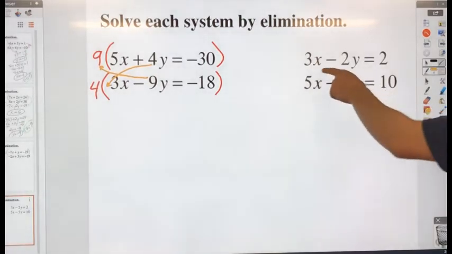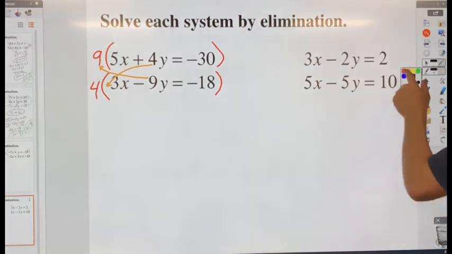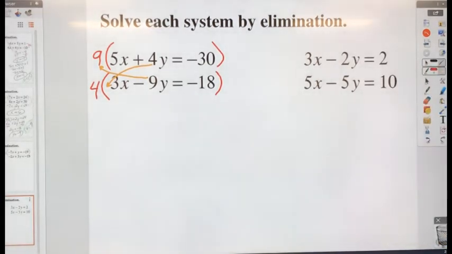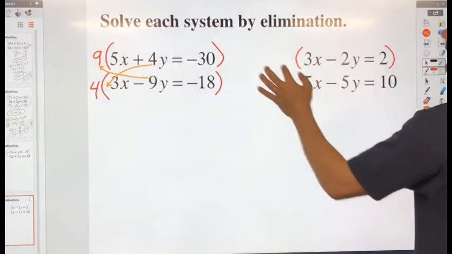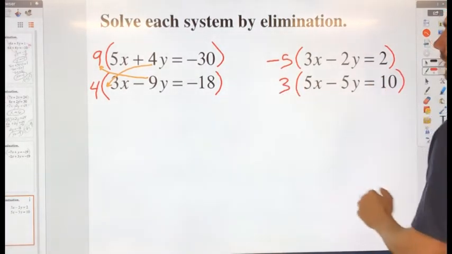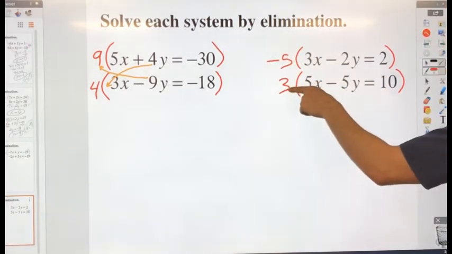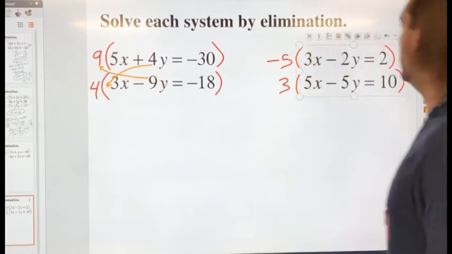What about this next one? 3x minus 2y equals 2 and 5x minus 5y equals 10. If I want to eliminate my x variable, what do I need to multiply both of the equations by? So I'm trying to get rid of the x. Negative 5 and 3. Or this could have been a positive 5 and a negative 3.